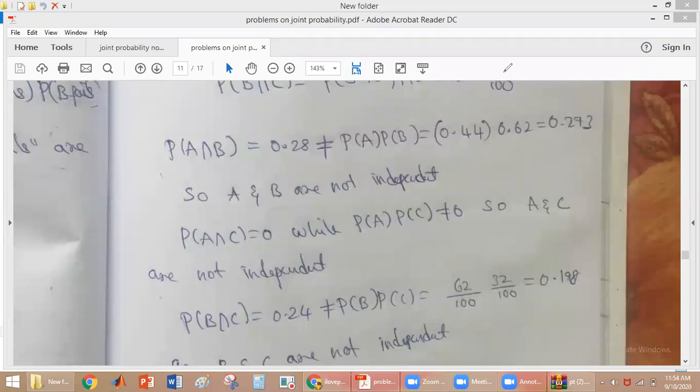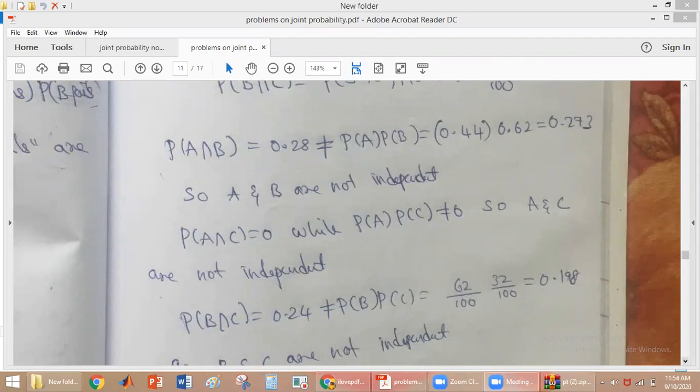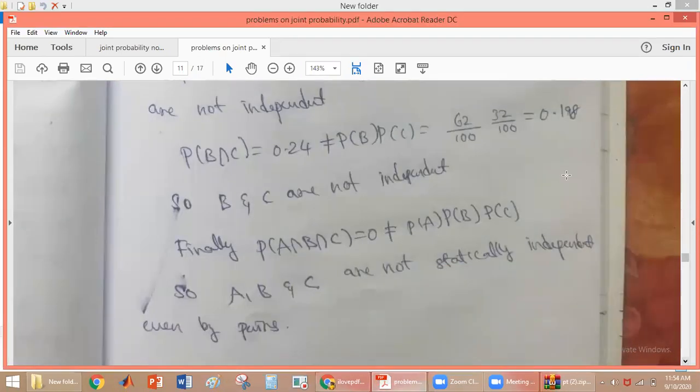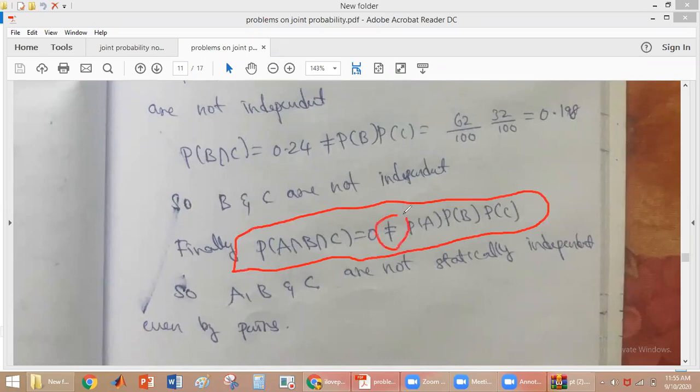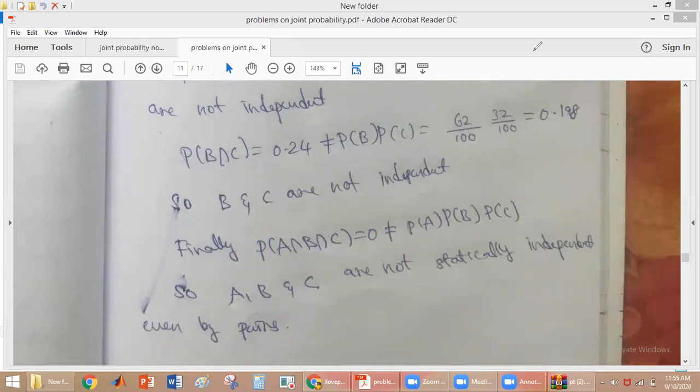Now since we have three events in total, we will be checking whether these events are independent by triplet. So what is a triplet? Probability of A intersection B intersection C should be equal to probability of A into probability of B into probability of C. If it is not equal, then these events are not statistically independent by triplet, and by pairs also. Okay, is it clear? This is a very simple problem. Any doubts here?